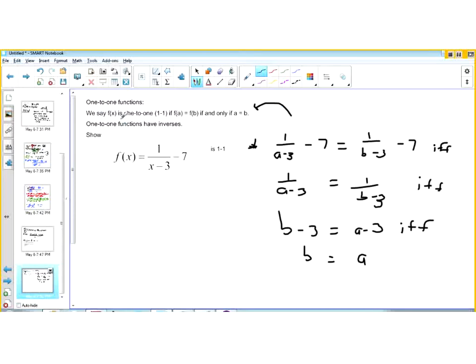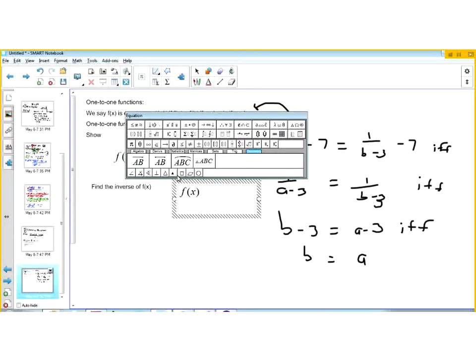Let's try and find the inverse of a rational function, of another rational function. So find the inverse of f of x. And let me give you f of x. So let's let f of x equal to another rational function. I like rational functions, don't I? Let's make it 1 minus x divided by 1 plus x.